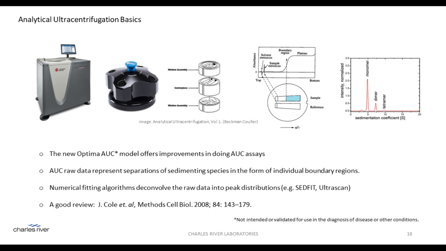Now, if the sample is heterogeneous, each of the sedimenting species in the sample may contribute to the raw data in the form of not just a single boundary or inflection point, but a superposition of several different boundaries, each proportional to the abundance of the individual species and the mass of that sedimenting species.